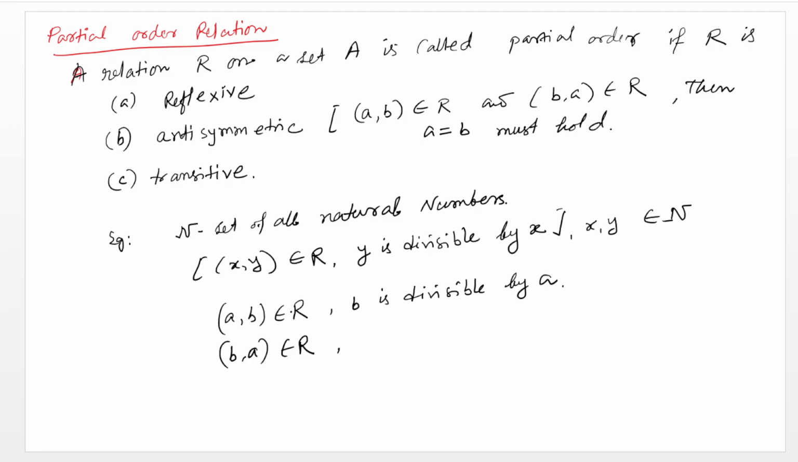So (A, B) belongs to relation R, we can say that B is divisible by A, and (B, A) belongs to relation R means A is divisible by B. And when these two things are satisfied, it is possible only when A is equal to B.